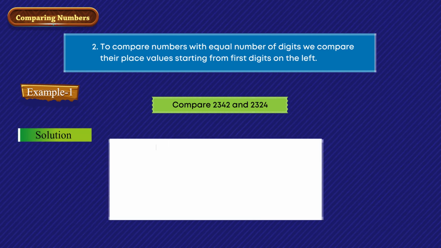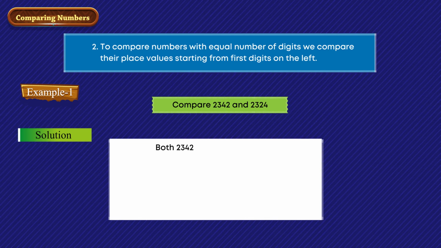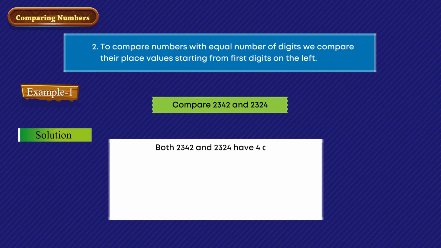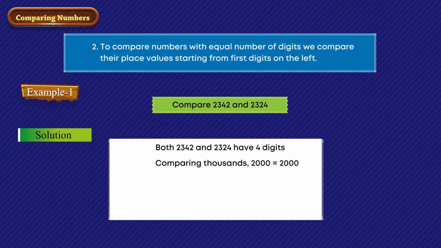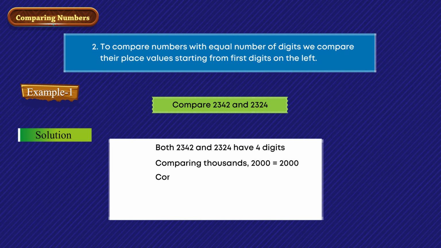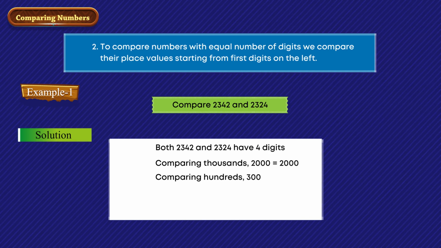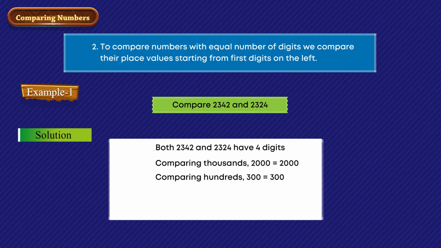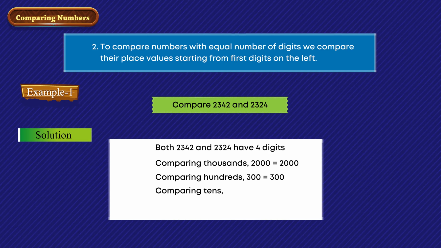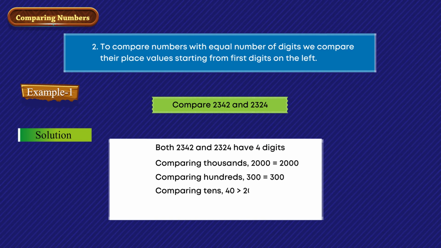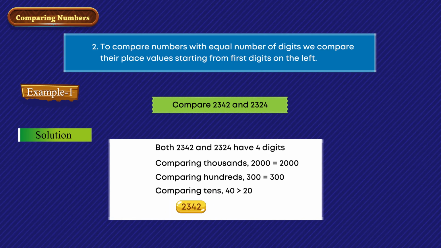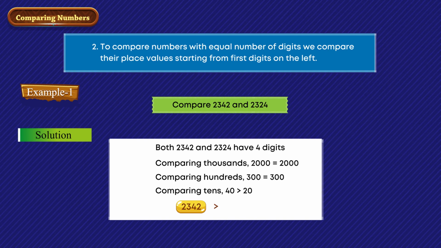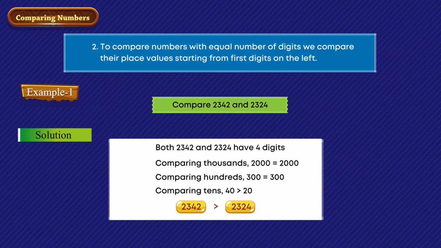Solution. Both 2,342 and 2,324 have 4 digits. Comparing thousands. 2,000 is equal to 2,000. Comparing hundreds. 300 is equal to 300. Comparing tens. 40 is greater than 20. Hence, 2,342 is greater than 2,324.